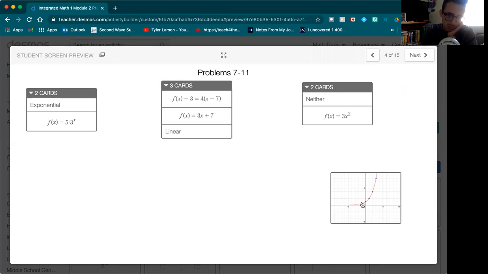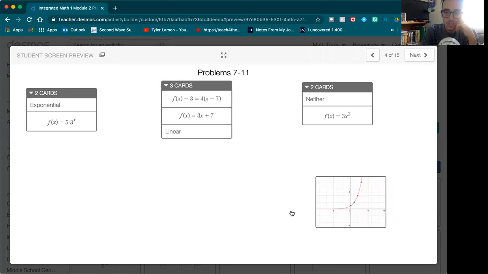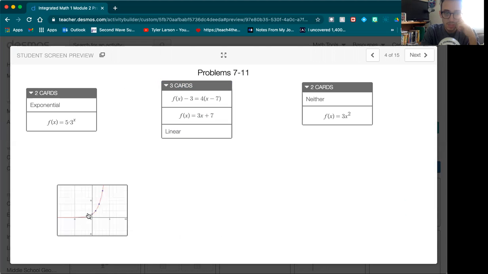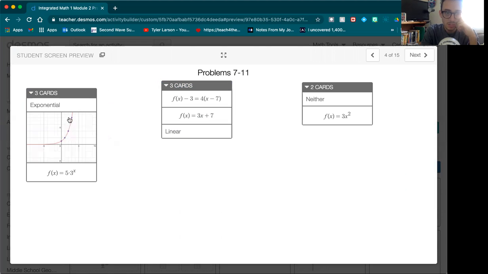And we'll actually see terms like x squared down the road when we graph them. This has an arch to it. Looks as if it keeps going in both directions. It has a curve. I'm going to say it's exponential. Boom. There you go.